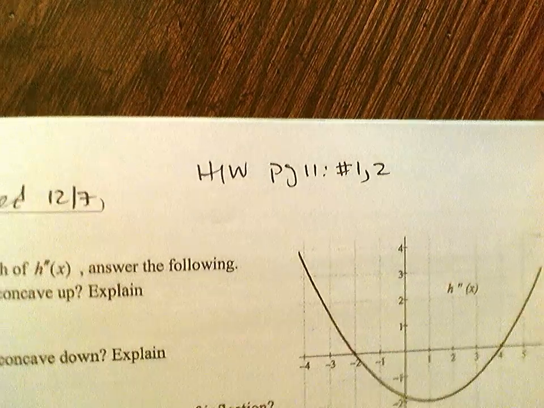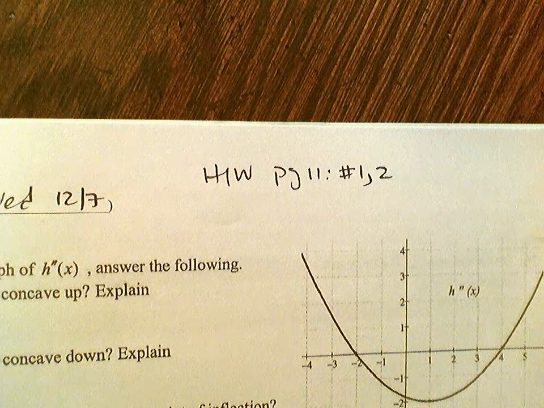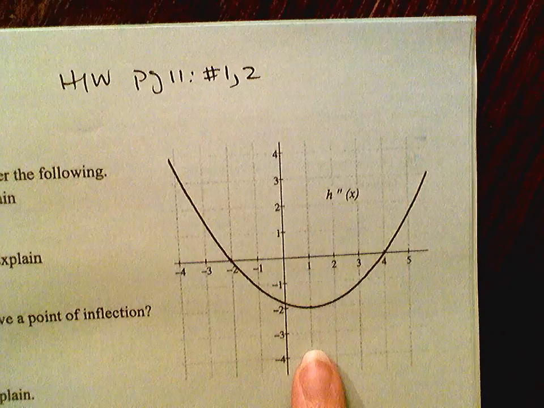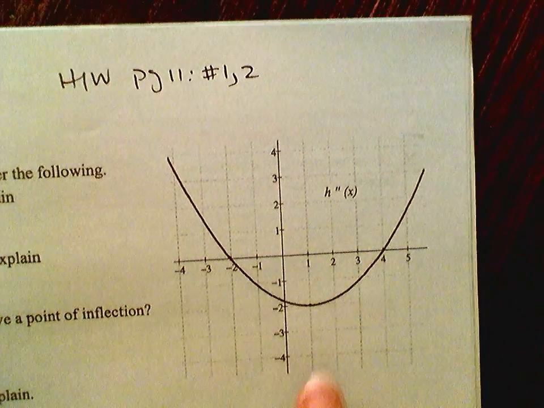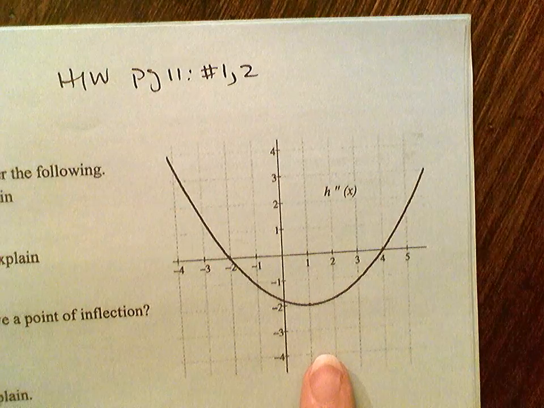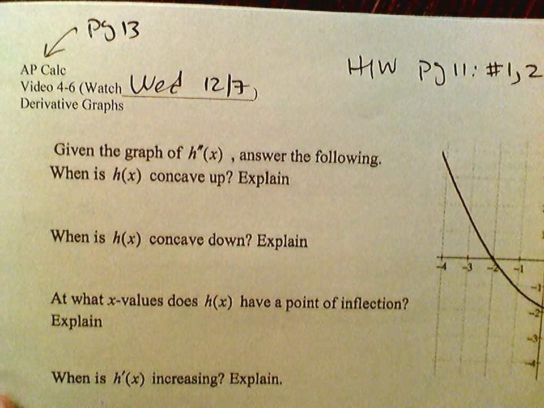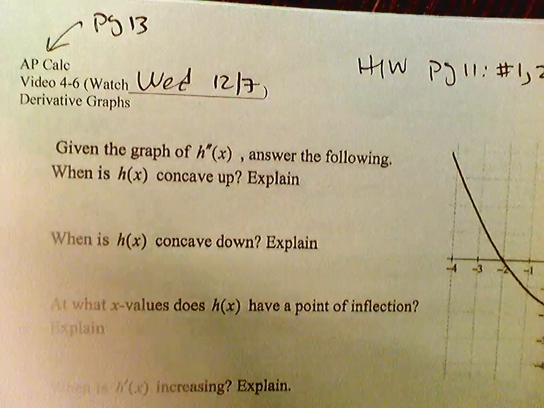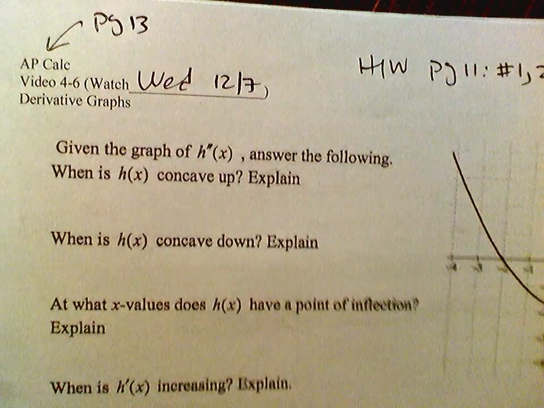So 2 homework problems. What we're doing here is we are given the graph of the second derivative of a function h. So this is the graph of the second derivative. And then we're going to answer a bunch of questions about h and h prime while looking at the second derivative graph. And for this, you'll want to be using Susan's table.